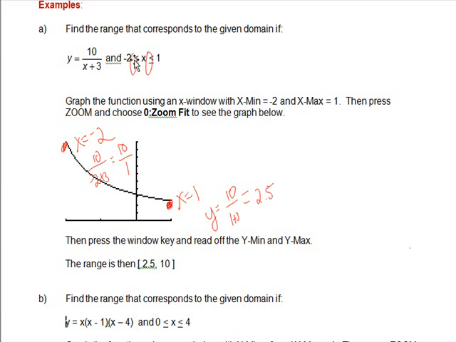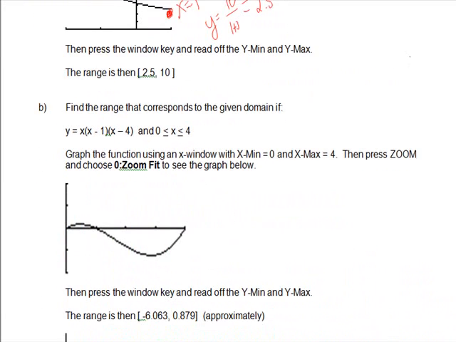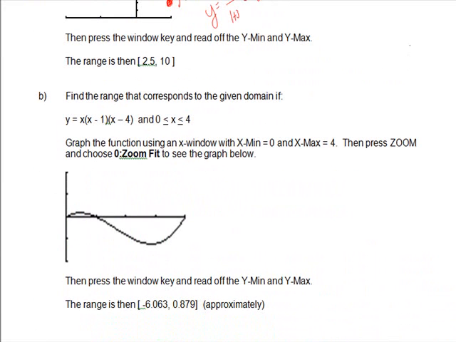So let's take a look. I have a second example here. Let's take a look at our second example. I want to find the range that corresponds to the given domain. My function's y equals x multiplied by x minus 1 multiplied by x minus 4. And the domain I'm going to use is all the x's between 0 and 4, including 0 and including 4.